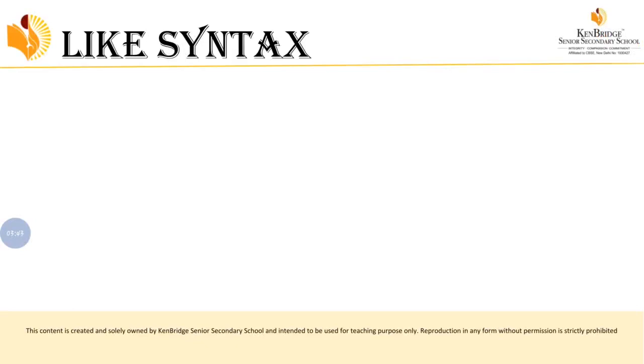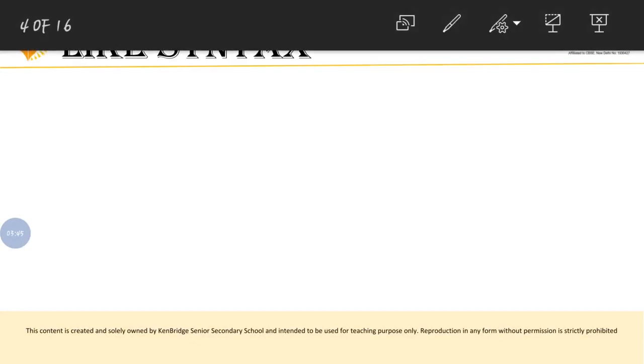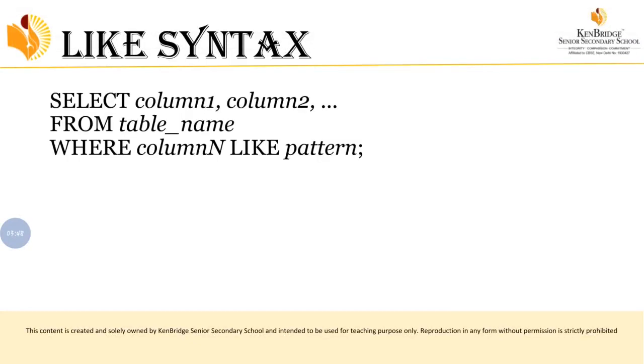The syntax for LIKE is: SELECT column name, that is whatever column you want to mention. If you want to mention only one column, you can write column1 alone. If you want to mention two columns, you can write more than one also. You mention them in the SELECT statement, FROM table name, WHERE column LIKE pattern. So after LIKE you have to mention the pattern. Let's see the example, then you will get a clear knowledge of this.